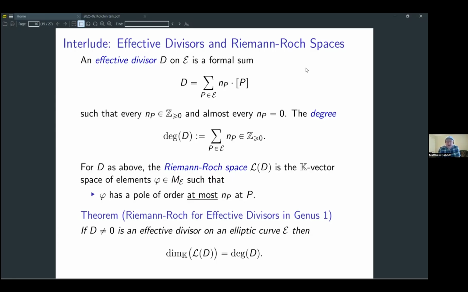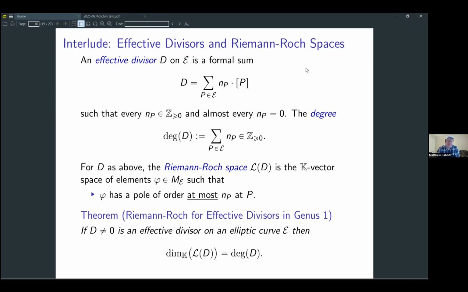And the way that we can describe these is with Riemann-Roch spaces. So given any divisor D, L of D is going to be the K vector space of elliptic functions such that the function has a pole of order at most n_P at any particular point P. So the Riemann-Roch space is saying: here is a divisor, here is where you're allowed to have poles. You can only have poles of this many order there.